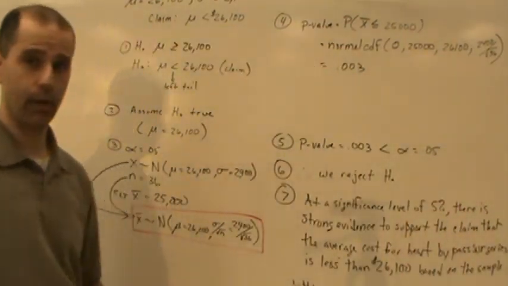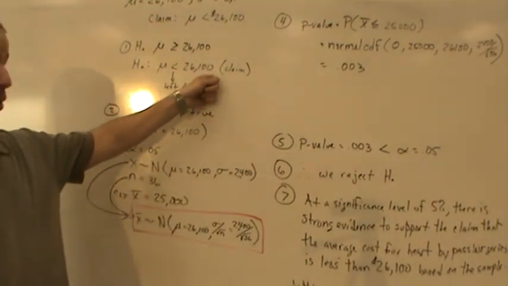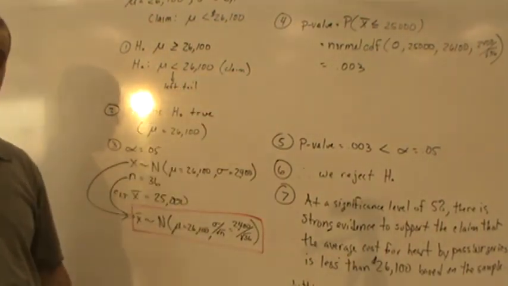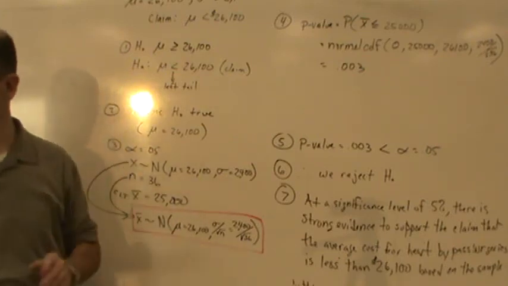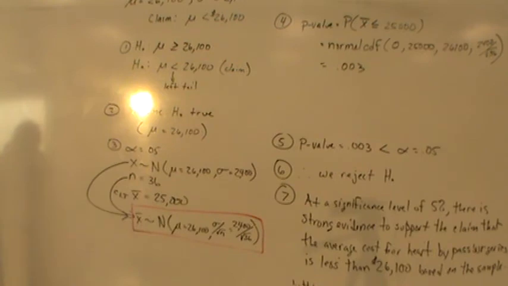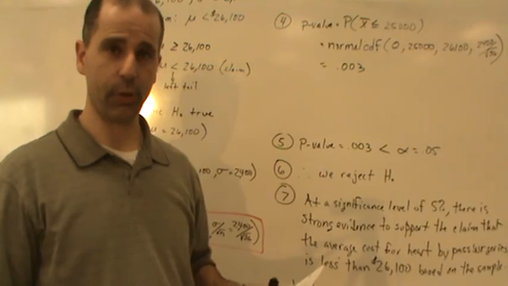And that's it. Okay, so remember the phrasing. So at an alpha level of 0.05, there is strong evidence to support the claim that the average cost for heart bypass surgeries is less than $26,100. Okay? So now, we're going to stop there, and next time, we're going to talk about how we do hypothesis testing if we don't know sigma. And that's where we're going to use the t-distribution, just like we did in Chapter 8.